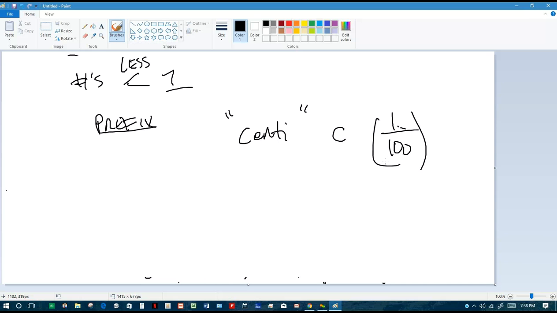How many years in a century? 100. That's right. So anytime you see the prefix cent, it's always meaning 1/100th of something, typically. Like a penny is 1/100th of a dollar. 1 out of 100 is called a cent.